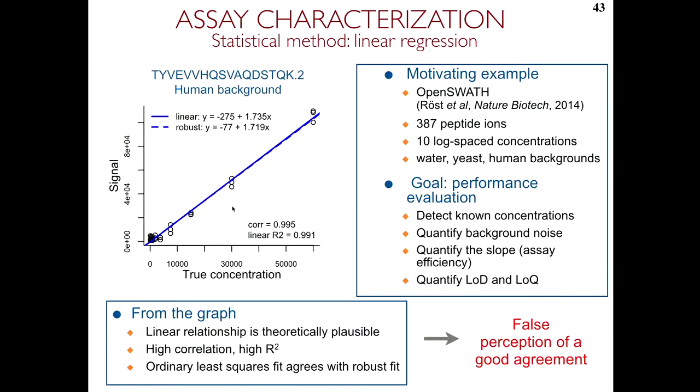And usually what people would report is correlation or R-square, right? And in this case, it looks good. It looks quite nice. And I know you probably have seen thousands of plots like that, with a straight line. And so I would actually like to argue that this is not a good plot, and this is not a good way to characterize the assays. So first, let me just tell you a few words why it's not.